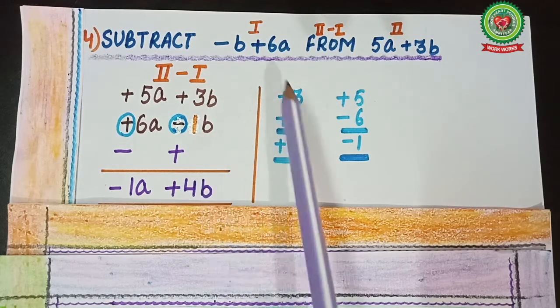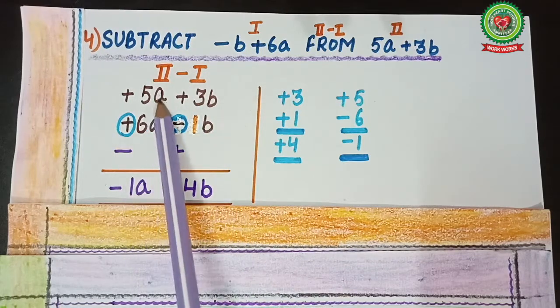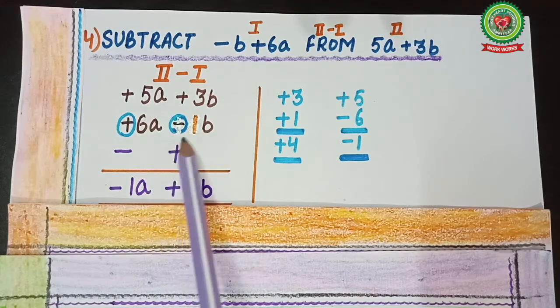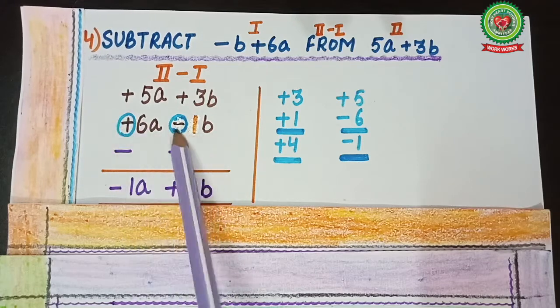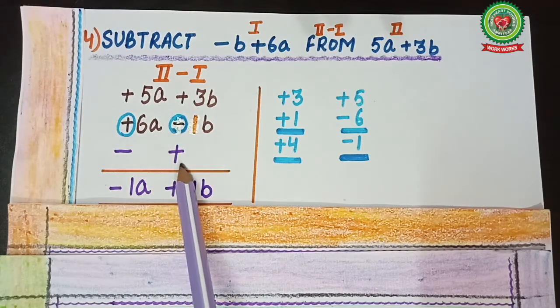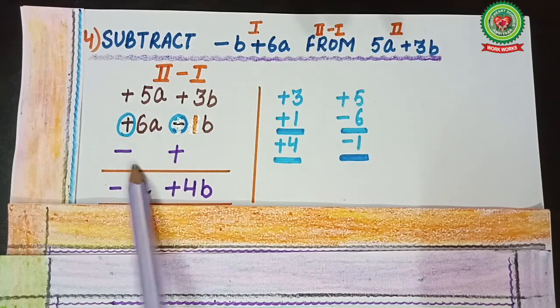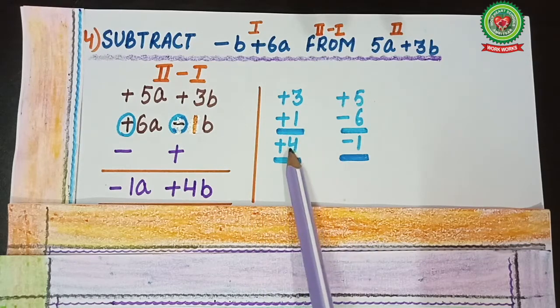So next is plus 6a. You will write plus 6a just below plus 5a, right? Now again the step we follow: we will lock the signs of the first expression and change these signs. Whenever we change, minus will change into plus, plus will change into minus. Now again we will have a partition line and we will do all our rough work over here.